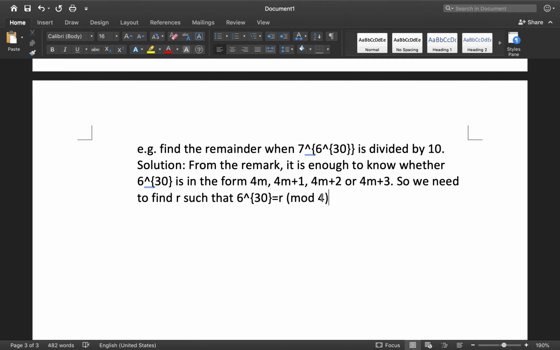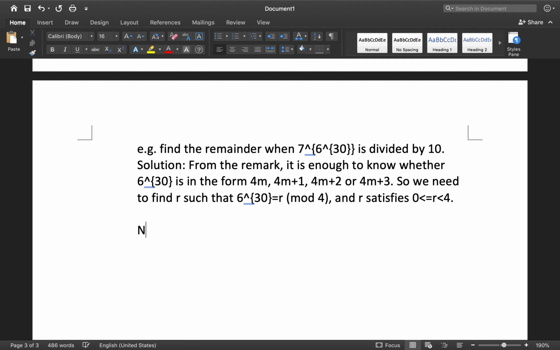I just want to say, because you want to know the index exactly, whether it is divisible by 4 or not, that's why you have to take another congruence. But this time, not congruence modulo 10, but modulo 4. And of course, this r satisfies 0 less than or equal to r less than 4. So once you know that, you solve the problem.